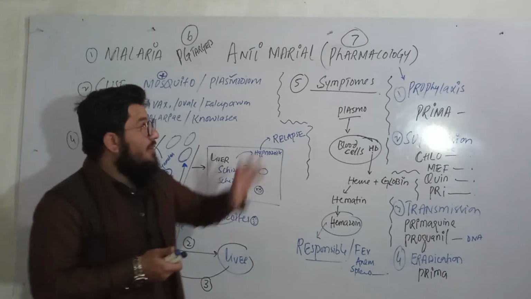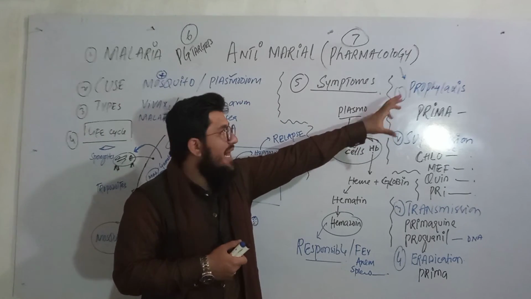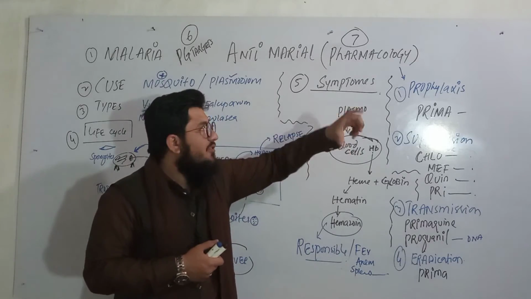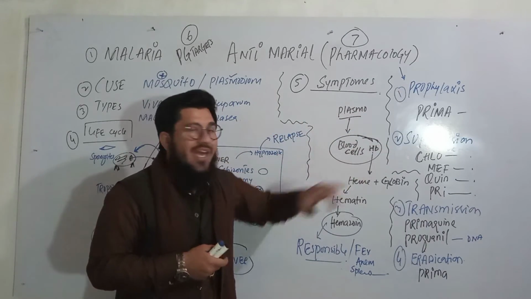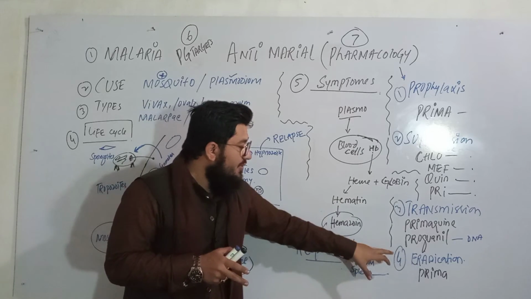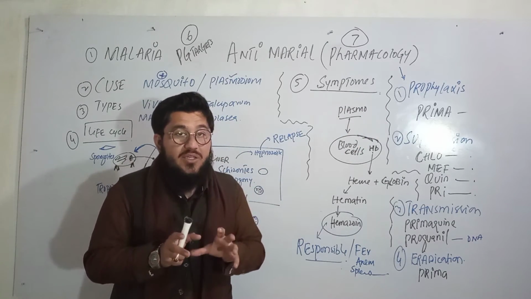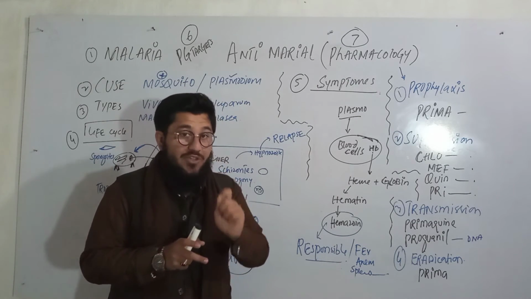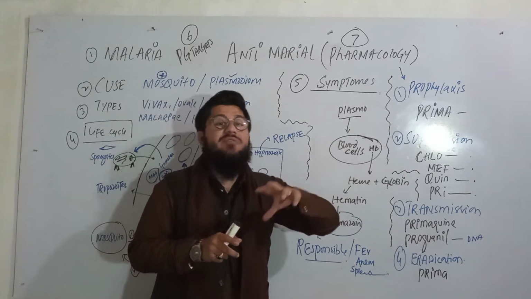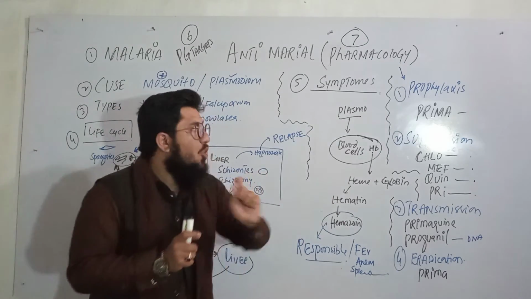Well, coming towards the pharmacology right now, in the pharmacology we have the very first class in which we are using the drugs for the prophylaxis. In the second we have for the suppression, and in the third we have for the transmission, and in the fourth we have for the eradication. In the prophylaxis stage we have the drugs. The very first one of the drugs is the primaquine. We do have some other drugs also, which we indicate in the prophylaxis. Now, what is the need to write only primaquine here?